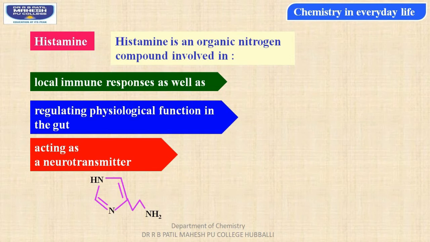The first one is that it regulates the body's immune responses, that is, the defense mechanism against pathogens. Second, various physiological activities which happen in the gut, for example the digestive system. All the physiological changes would be controlled by histamine, and even transmitting of impulses. It acts as a neurotransmitter. One example which has been given is imidazole derivative.